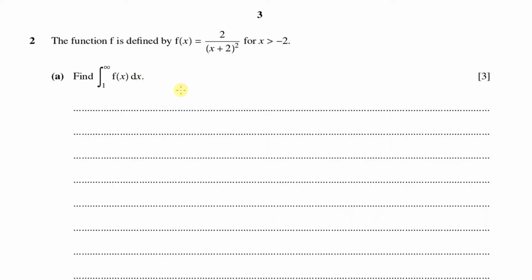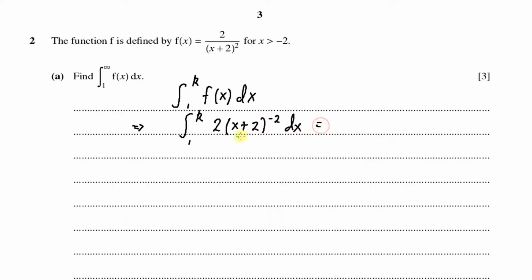So for this one, I'm going to start by integrating from 1 up to k the function f of x with respect to x. So this means that we'll be having the integral from 1 up to k of 2 over (x plus 2) squared, which I can write as 2 times (x plus 2) to the power minus 2 with respect to x. So integrating, I'll be having 2 times (x plus 2) to the power of minus 2 plus 1, which is minus 1, all divided by minus 1. And we have our limits here, that's from 1 up to k.